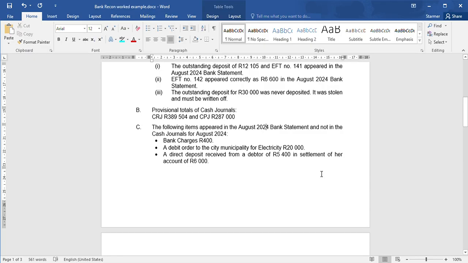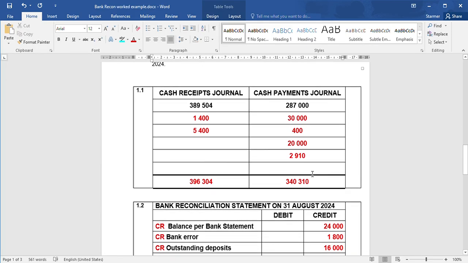Alright, moving on now. The provisional totals are given to you. So those provisional totals is what you start your CRJ and CPJ off with. Those are usually filled in for you. Anything that was filled in for you, I just typed in black for you. So those were actually filled in on the answer sheet for you.